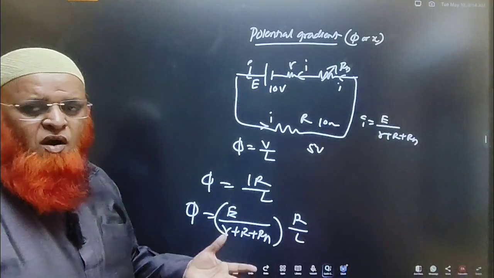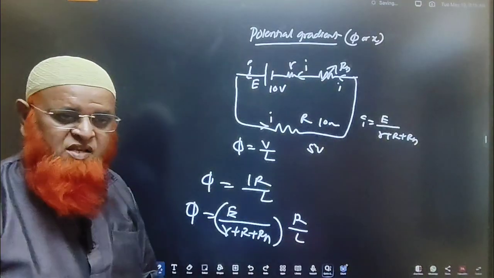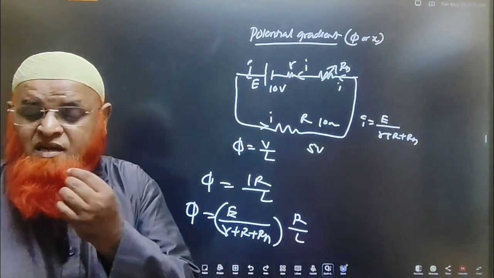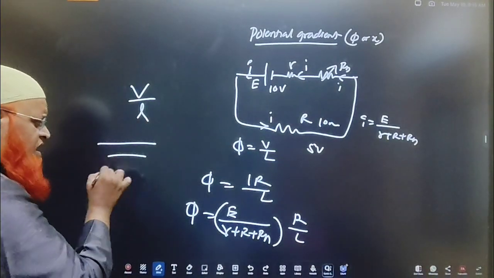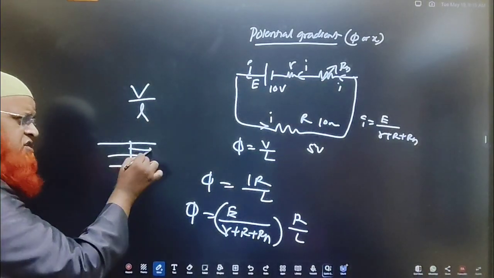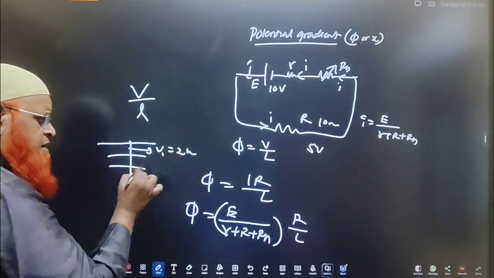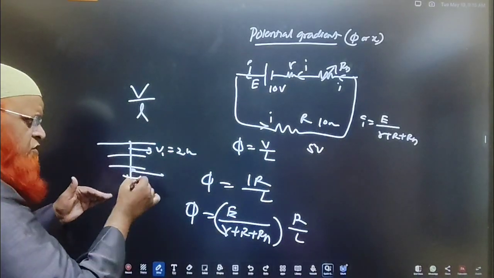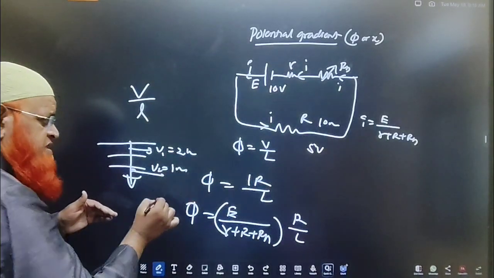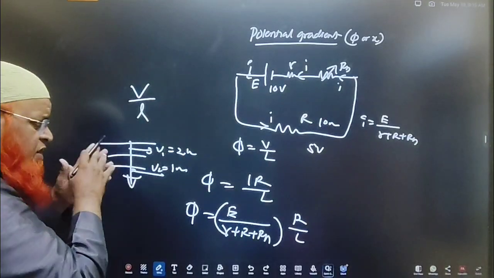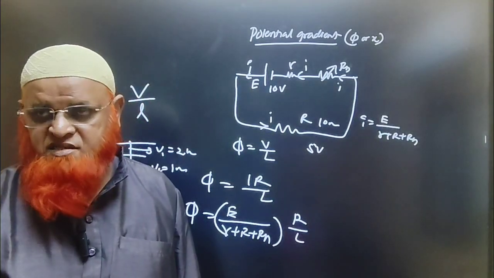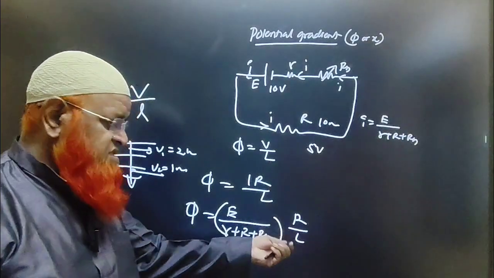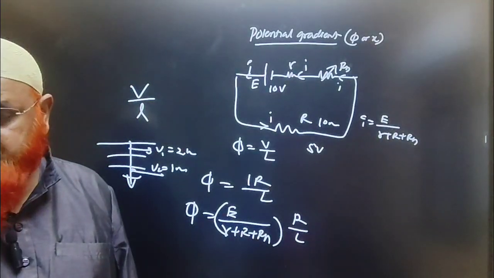Just like V by L is called potential gradient, R by L is called resistance gradient. In the fluids chapter, you have taken velocity gradient: change in velocity with respect to depth. Velocity will be 2 meters per second, and as you go a little deeper, velocity is going to be 1 meter per second. As you go deeper, velocity is changing. That is called velocity gradient, like potential gradient. And this is called resistance gradient, change in resistance with respect to length.